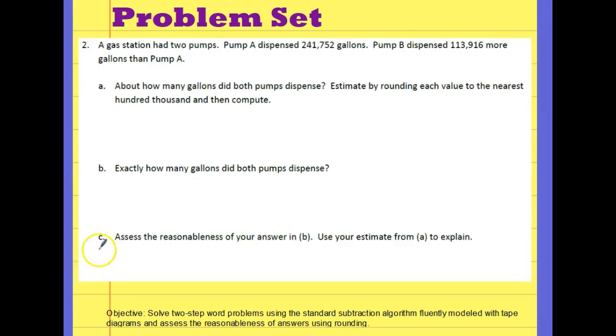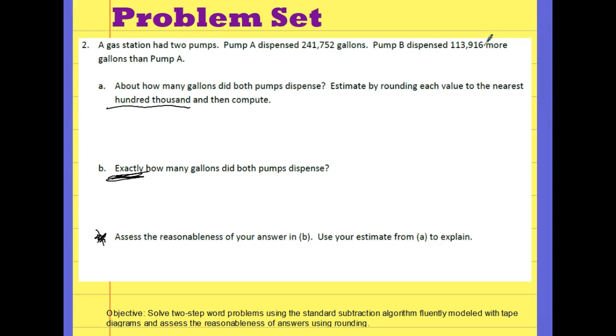Same thing for number 2, go ahead and skip C. Here you're going to round to the nearest 100,000. Here you're going to do the actual numbers and make sure, well, you're going to assess your reasonableness. Just make sure that it seems like normal, like 200 plus 100 is 300,000. It's going to be in that vicinity. So just make sure that it makes sense.